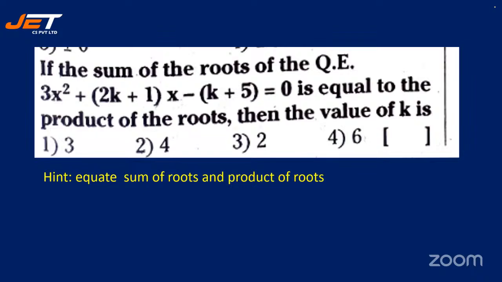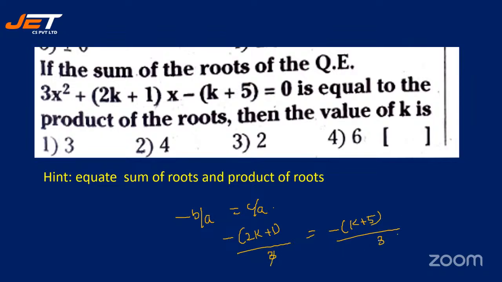If the sum of the roots of the quadratic equation 3x square plus (2k plus 1) into x minus (k plus 5) is equal to 0 is equal to the product of the roots, then what is the value of k? So what is sum of the roots? Minus b by a, and product is c by a. What is minus b by a? Minus of (2k plus 1) by 3, equal to product, which is minus of (k plus 5) by 3.